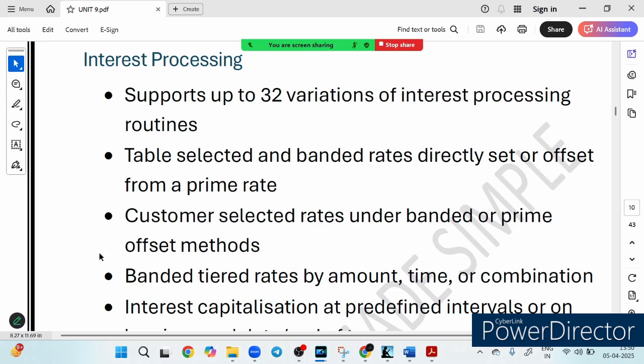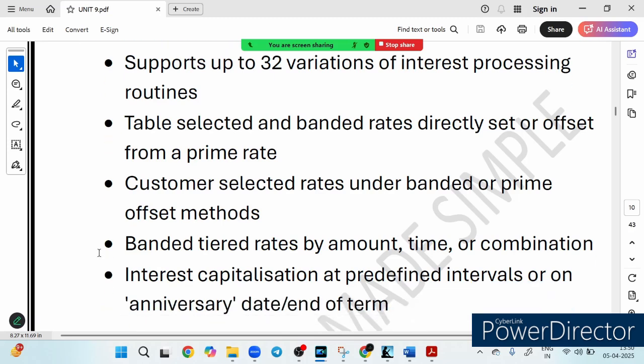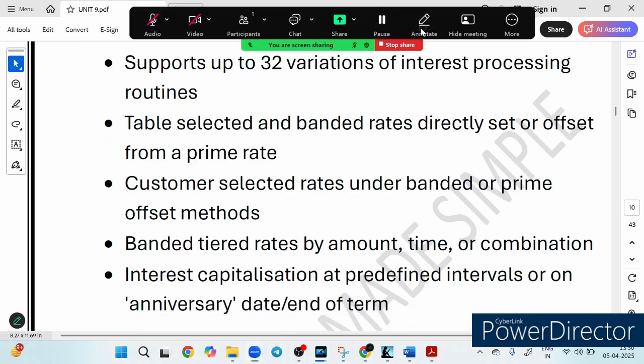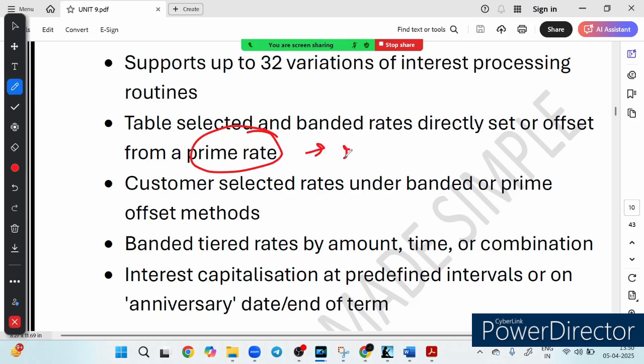Interest can be linked to a prime rate or a base rate, like a reference rate. Interest can also be based on how much you deposit or how much you have borrowed. Or it can be based on how long the money is parked, meaning the time band. So it can be amount, time, or a combination of amount plus time.